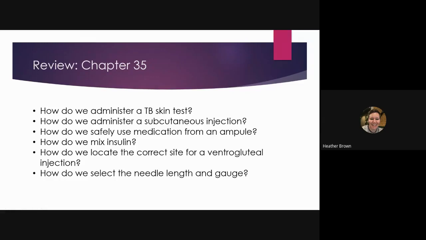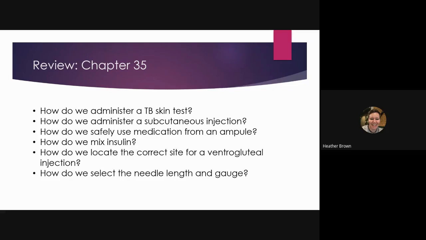So chapter 35, the first one, how to administer a TB skin test. Is it IM? Is it IV? It's ID, intradermal. We need to inject slowly to be sure that a bleb forms. The bleb is very important.